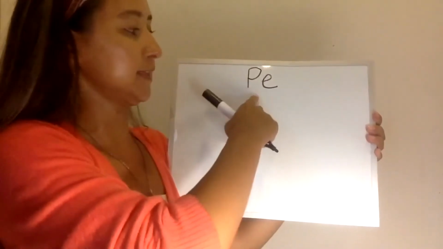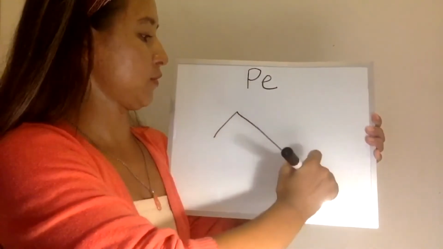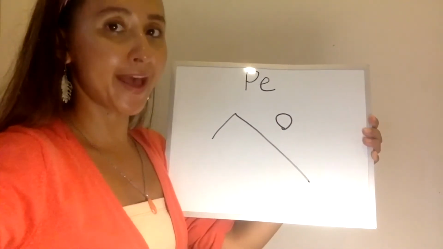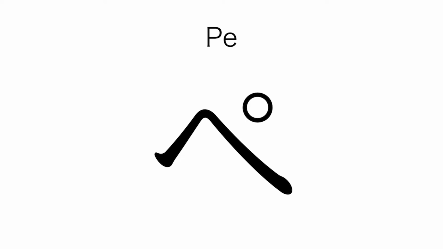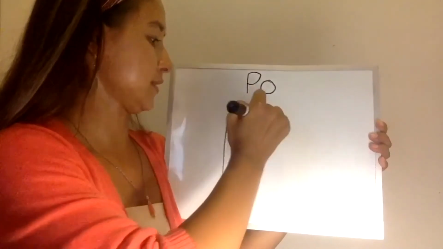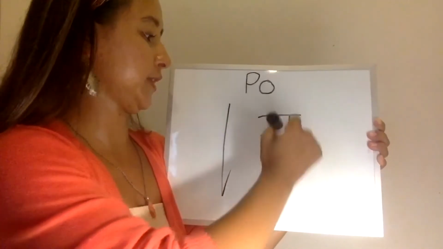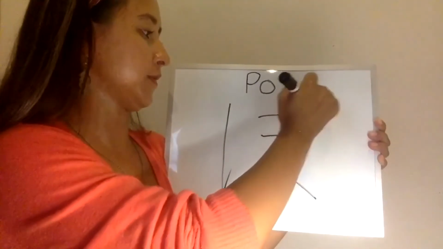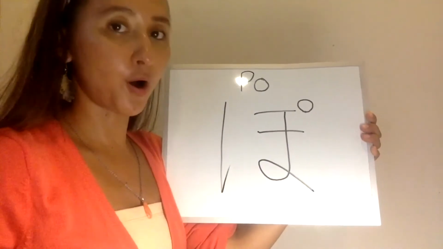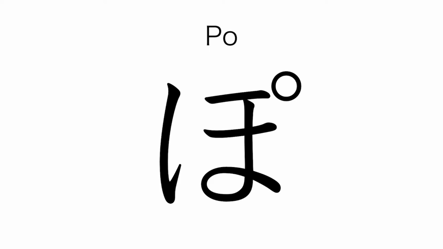The next one is Pe. 1, then maru. Pe, pe. The last one is Po. 1, 2, 3, 4, then maru. Po, po.